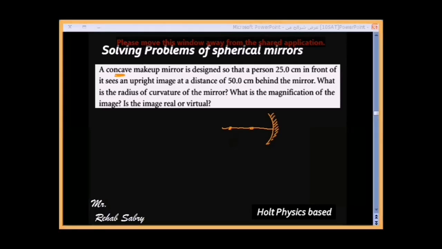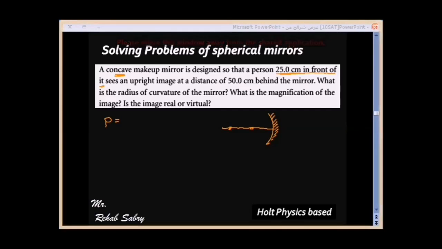A concave makeup mirror is designed so that a person 25 centimeters in front of it. So what is 25 centimeters? How can I label it? Image distance. Sorry, object distance, that person. Yes, the reflection is the image, right? Yes, the reflection is the image.